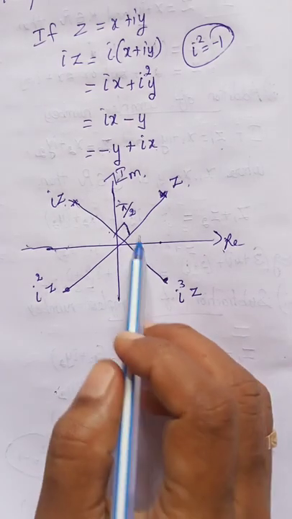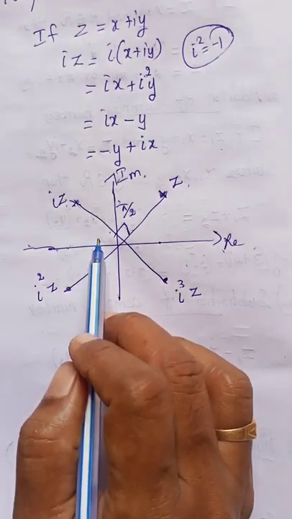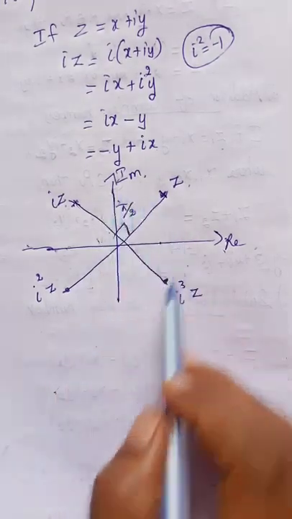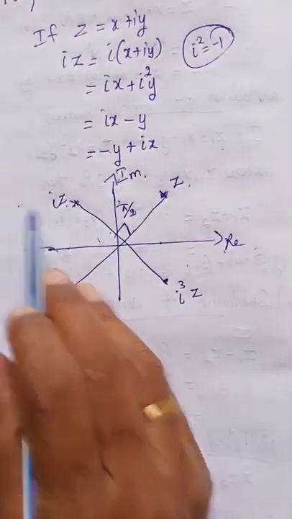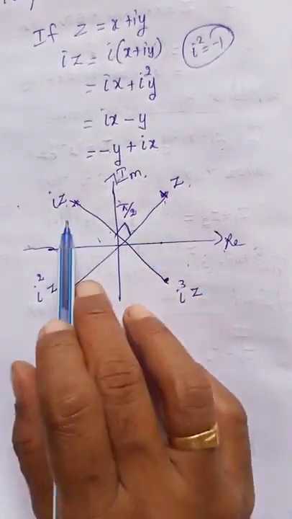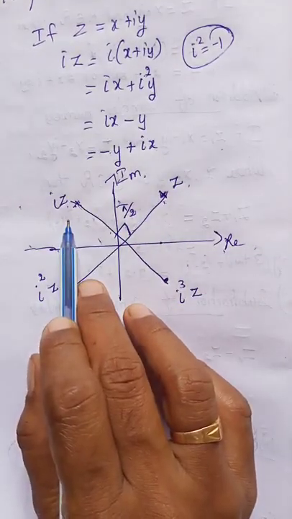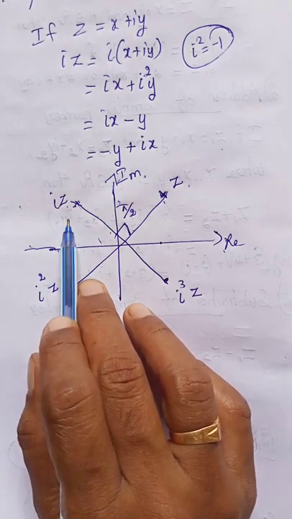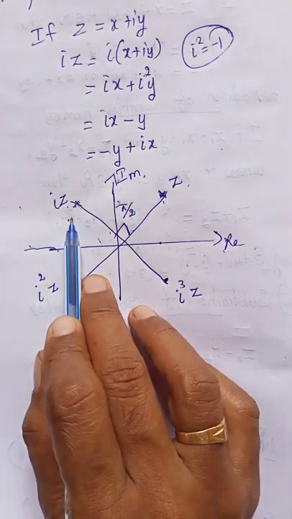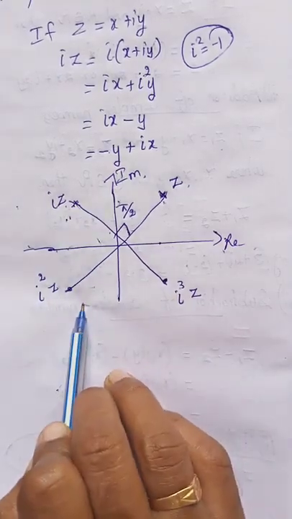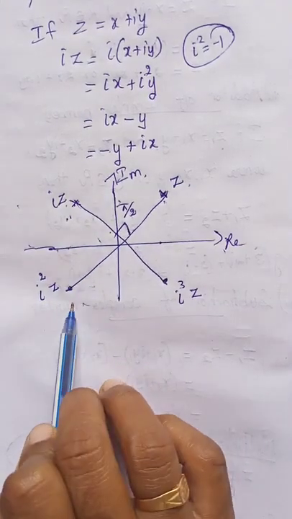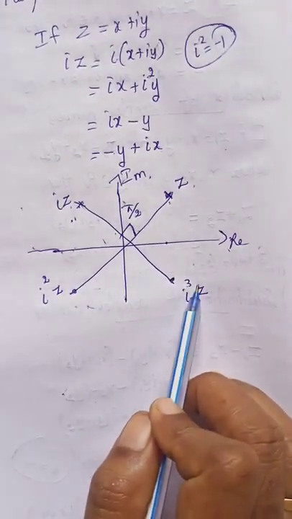Counterclockwise, that is anti-clockwise. Okay, clockwise means this is the direction, isn't it? When we multiply z by i, if z is in the first quadrant, we will get the answer in the second quadrant. Suppose z is in the second quadrant, when we multiply by i, we will get the answer in the third quadrant. If it is in the third quadrant, we will get the answer in the fourth quadrant.